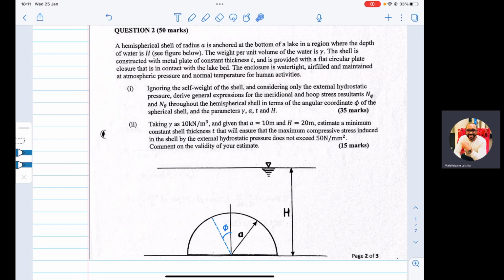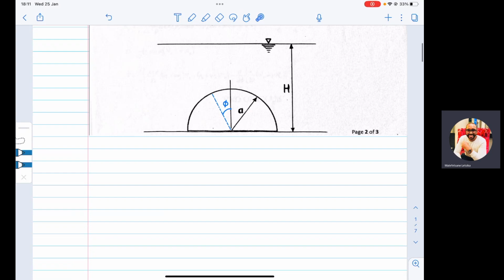All right. Before we start with this question, let's go back and get to understand the internal actions acting on the shell element. Okay. So I've taken this snap of the picture.